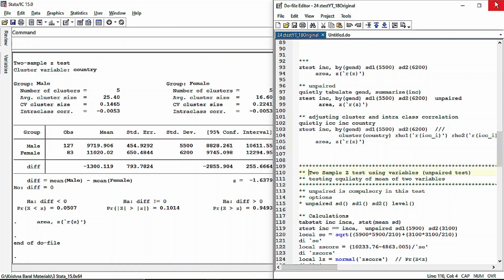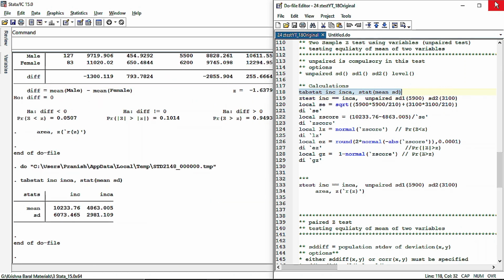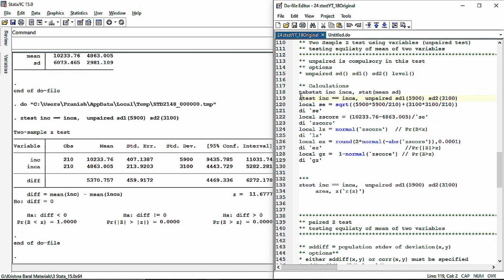Now let us see the example of a two-sample z-test using variables, that is an unpaired test, and we will see how to calculate its formula as well. First of all, let us tabulate. The two variables have their mean and standard deviation given, and we want to test whether the means are equal or different. Actually, it is an unpaired test. The two variables are not paired, and their population standard deviation for the first variable is 5900 and for the second variable is 3100.